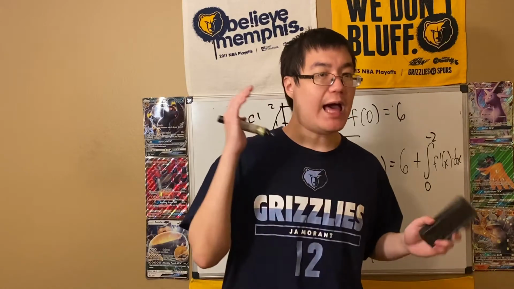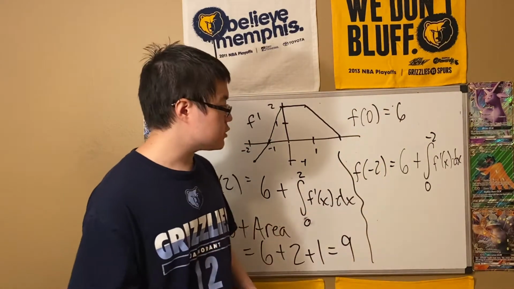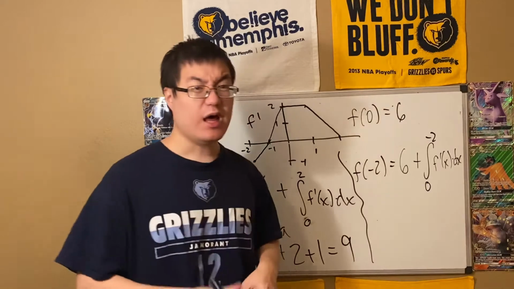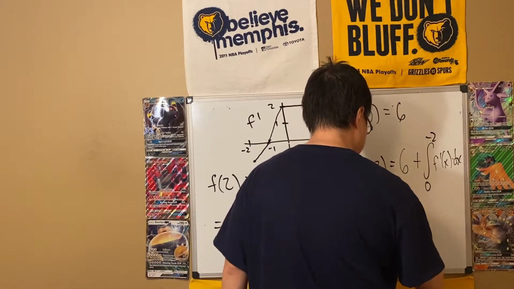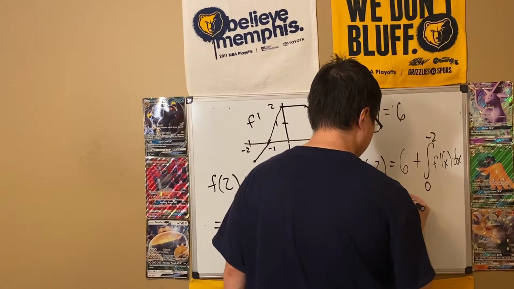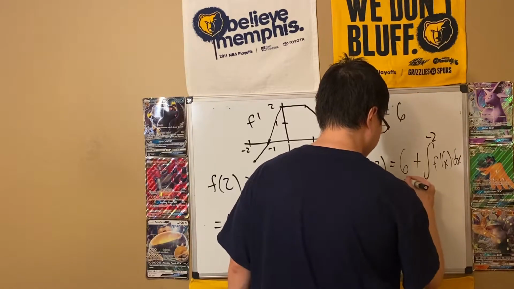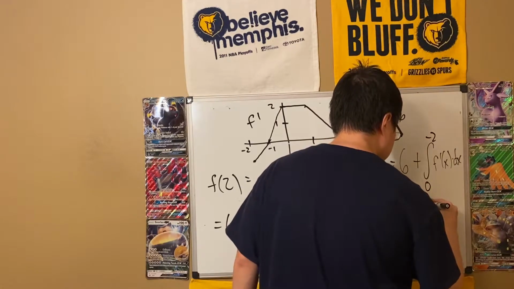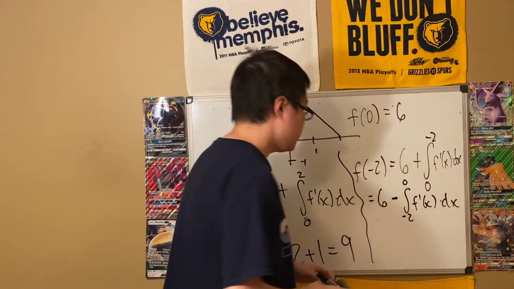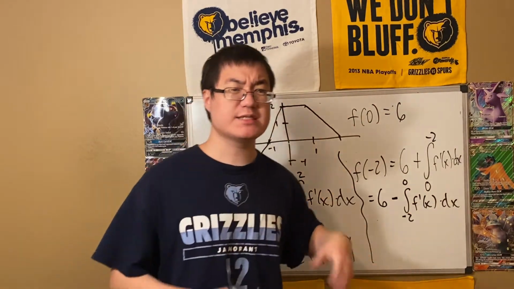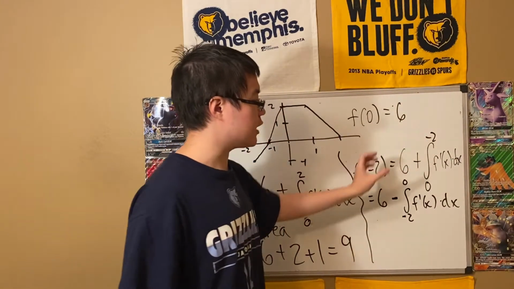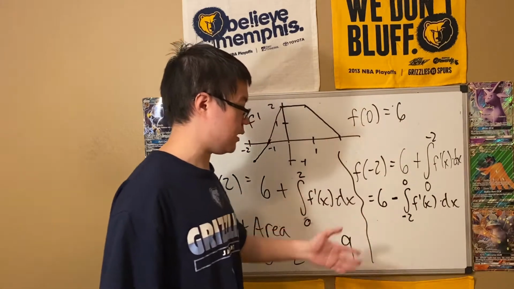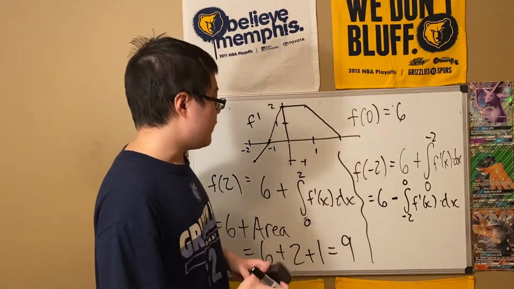So all we're going to do after we set the formula is just one additional step. We're just going to flip the integral. And what does it mean to flip an integral? Well, if you watched our integral properties video, that means you have to negate the integral. So instead of 6 plus the integral, it's now 6 minus the integral from negative 2 to 0 of f prime of x dx. So again, I still always try to set up the formula the same way. But if I do get a smaller number on the top, I negate the integral in the second step.